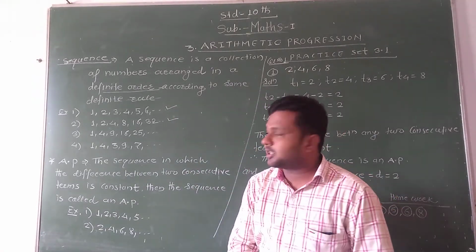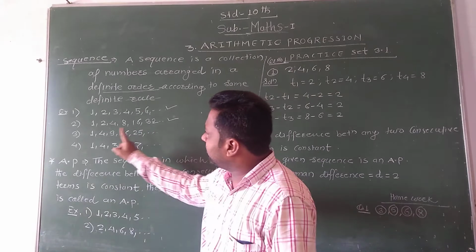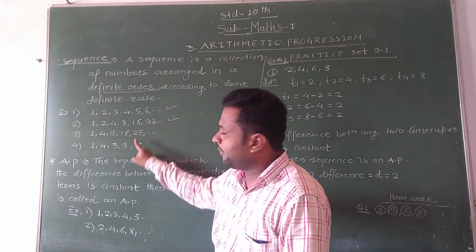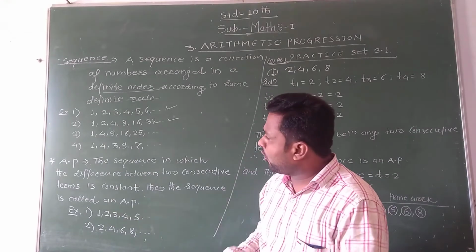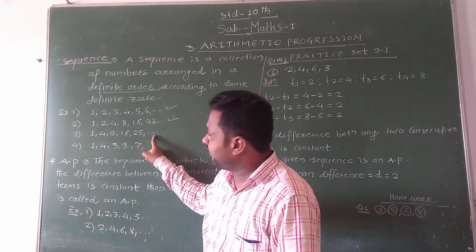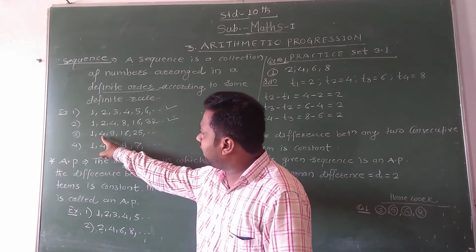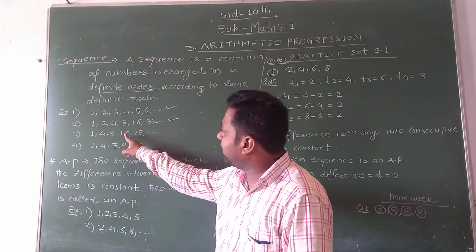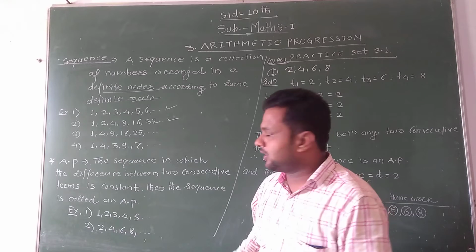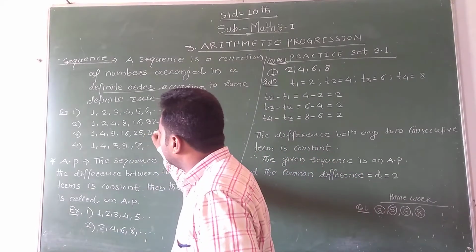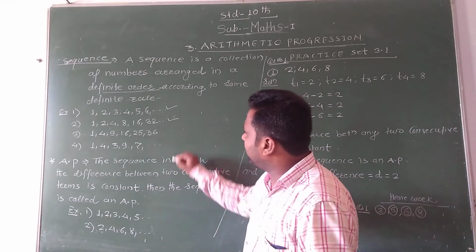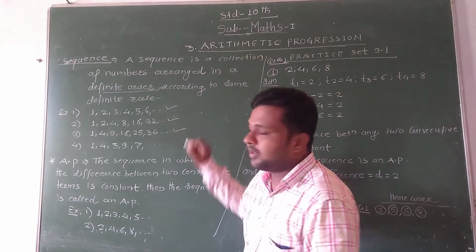What about the third example? In the third example, the numbers given are 1, 4, 9, 16, 25. Then what is the next number? If you observe these numbers, they are perfect squares. This is 1 square, this is 2 square, this is 3 square, this is 4 square, this is 5 square. Therefore the next number is 6 square, which is 36. These numbers are also according to a definite rule and order, so this set of numbers is also called a sequence.